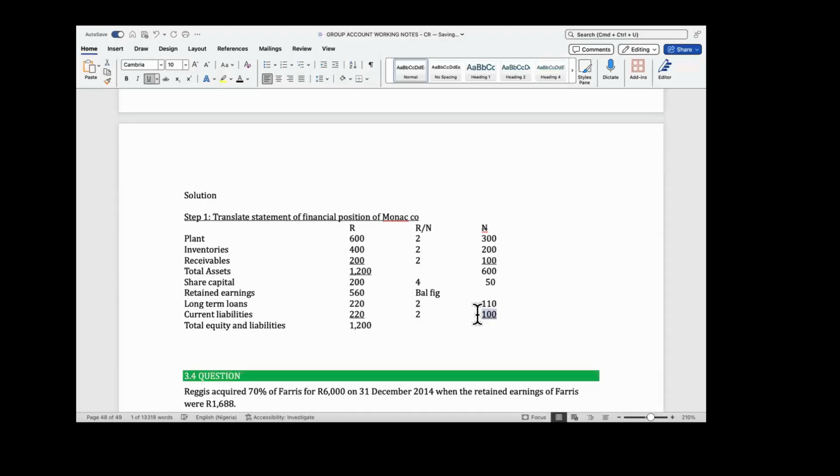I know that the total here should be how much? 270. Okay, balancing figure. So what's the balancing figure? Sorry, sir. Current liability is 110, not 100. Oh, okay. So what's the balancing figure? 270 minus this is 330. 830.